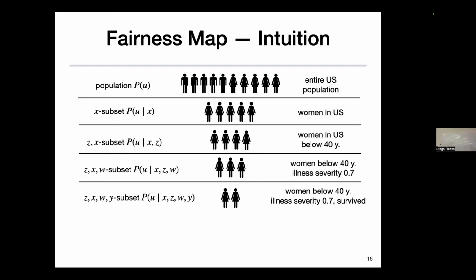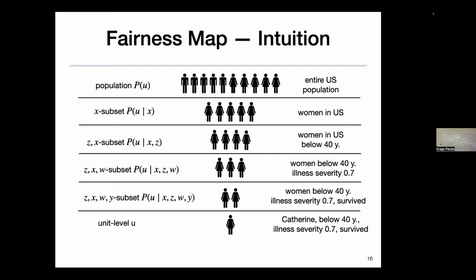So what this shows us is that there are different ways, different levels of granularity at which we can work, right, when we're quantifying discrimination. The final thing that we can do for a specific individual, Catherine, who is below 40, has an illness severity 0.7, who did survive, we can even conceptualize what it would mean to quantify the discrimination for this person. Of course, statistically, this will be very hard, okay? There's the point where we have a single individual, it will be very hard for this to be tractable, right?